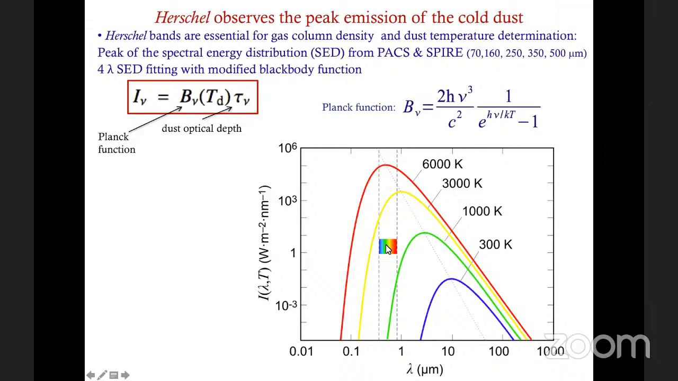Yes? May I interject? Ma'am, what does the Planck function basically indicate? Like, what does it tell us when we plot a graph?